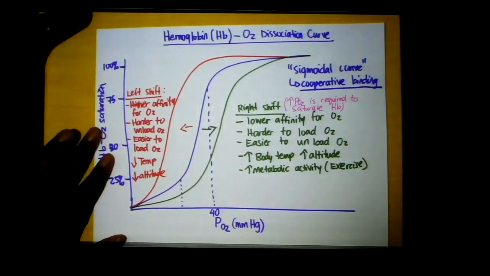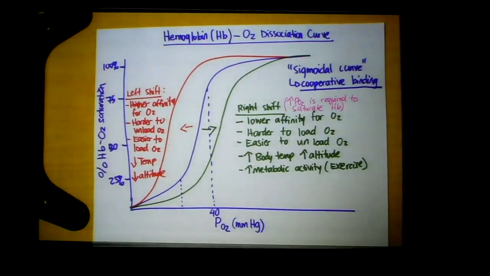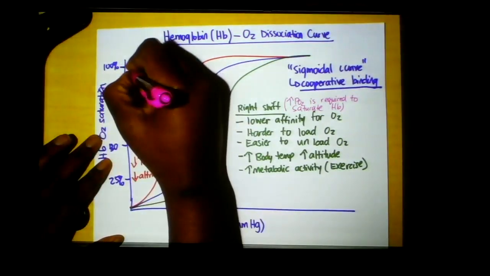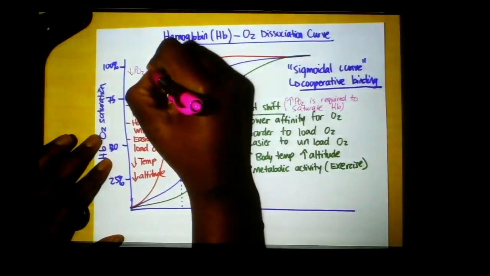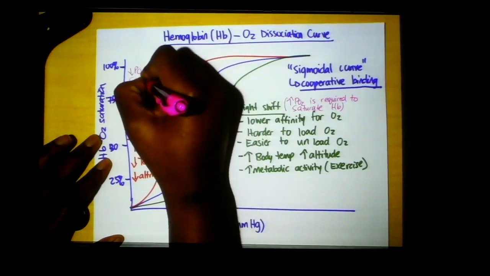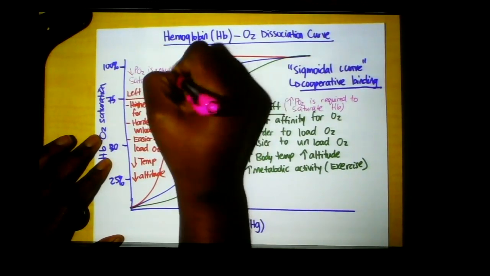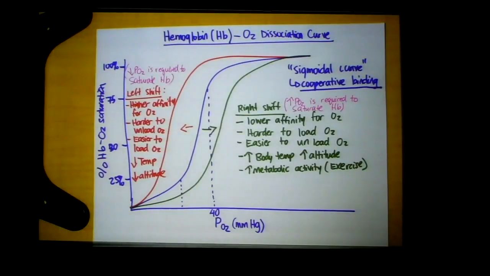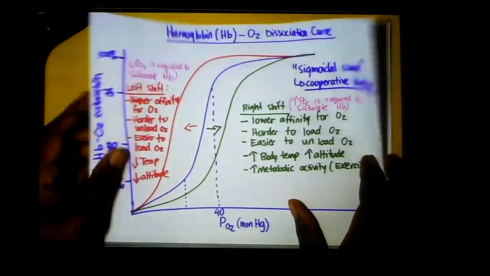At a left shift, this is the opposite, right? We can here afford to have oxygen binding tightly to hemoglobin because we just don't need it that much in the tissues. And so a lower partial pressure is required to saturate hemoglobin here. Okay? All right, I hope that makes sense. And we're going to go on to speak about some other scenarios that shift this curve to the left and to the right. Any questions? Okay.